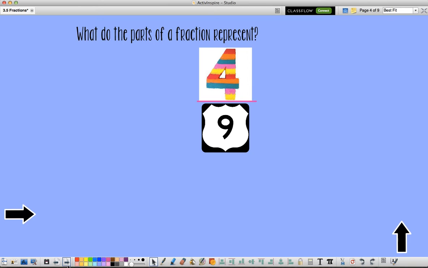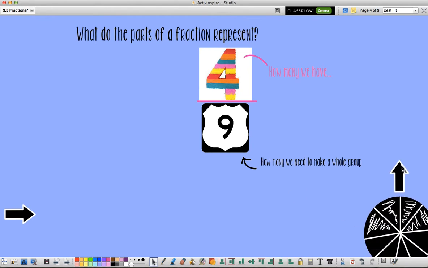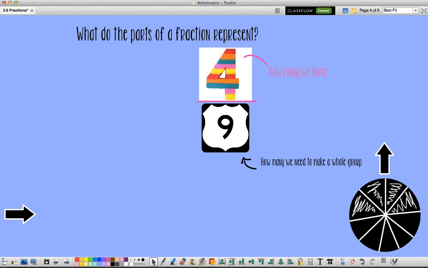All right, so let's talk about what these pieces represent. So we've talked about how the numerator tells us how many we have. So in this case, we have 4. And the denominator tells us how many we need to make a whole group. So in this case, I need 9 to make a whole group. So what this fraction means is that I have 4, so I've shaded in 4, out of the 9 pieces total that I need to make a whole group. Or if you're talking about pizza, I have 4 slices out of the 9 that I need to make a whole pizza.